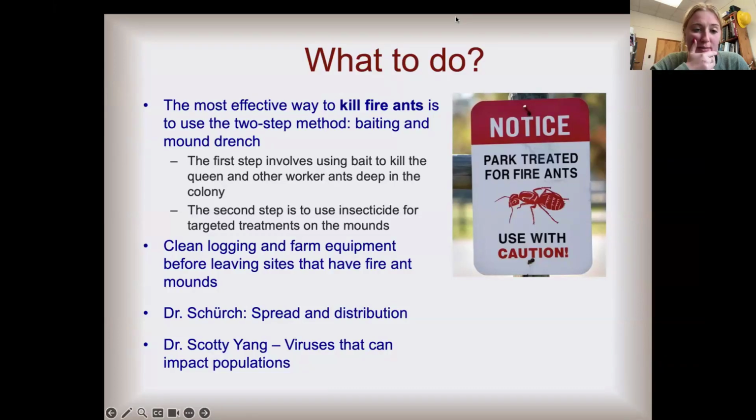I know the most effective way that they have here is that two-step method that I just pulled up, the baiting and mound drench. I don't know if that would be different in your garden. I don't know if you would really want bait or boiling hot water in your garden, and you really don't want chemicals as well. So I'm not sure, but I can ask Dr. Yang, the one that studies the fire ants the most, and I can give you his contact information too, and you could reach out to him as well. But that's the only way that we know of right now that's effective in killing them.